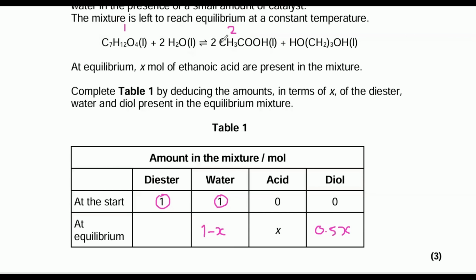But the ratio of the acid to the diester is 2:1. So it's going to be 1 take away X divided by 2. So only half the amount of X will come off of the acid. So you could write that as 1 minus 0.5X. And that's because it's in a 1:2 ratio with the acid, which has X moles. And there we go. 3 marks. Let's move on to the next part of the question.